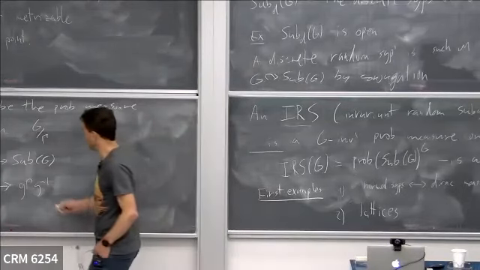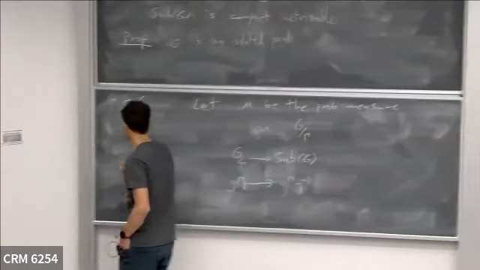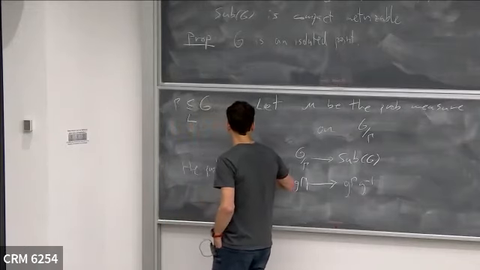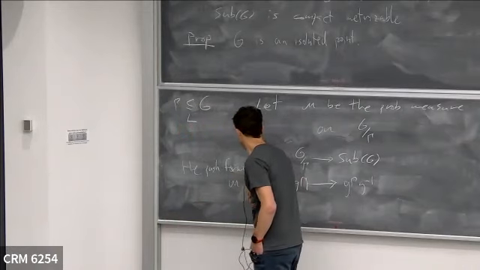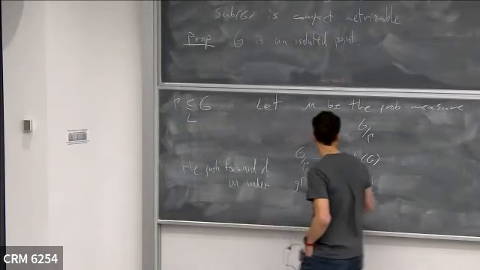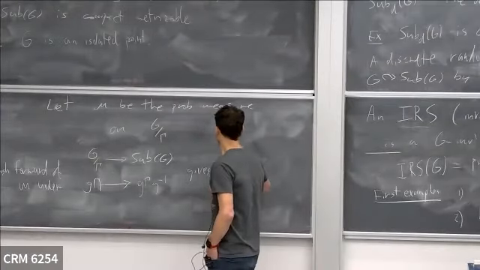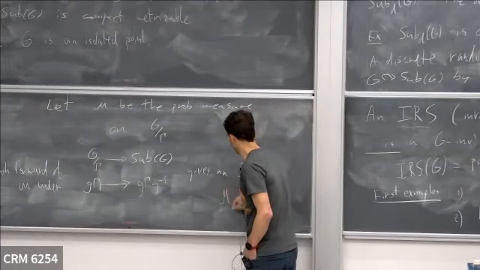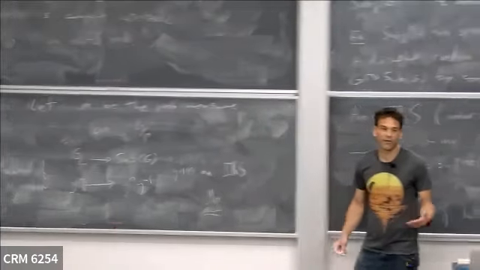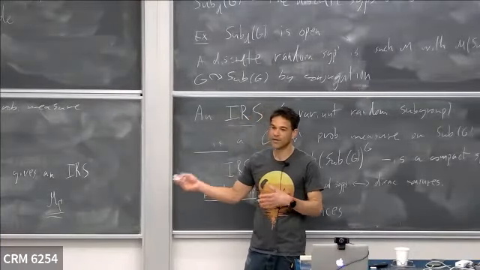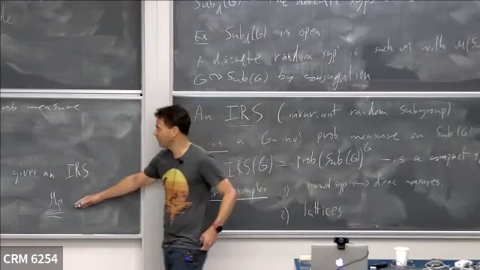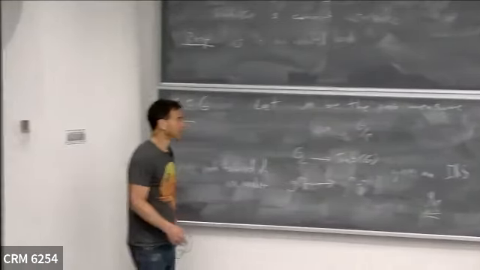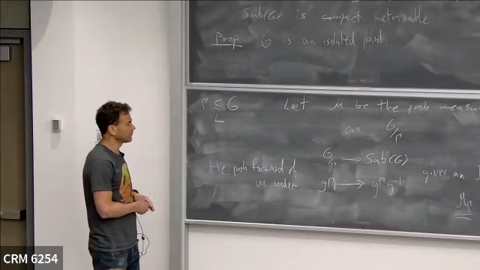If you take the push forward of mu under that map, it gives an IRS, which we denote by mu gamma. So mu gamma is the same as mu of delta, if delta is a conjugate of gamma. It's actually an IRS that corresponds to the conjugacy class of gamma, and its support is the closure of the conjugacy class of gamma.